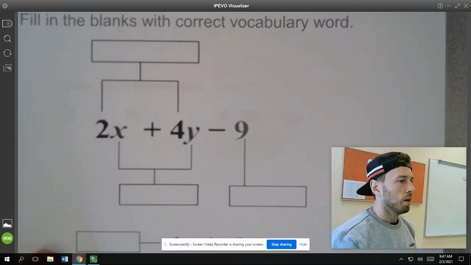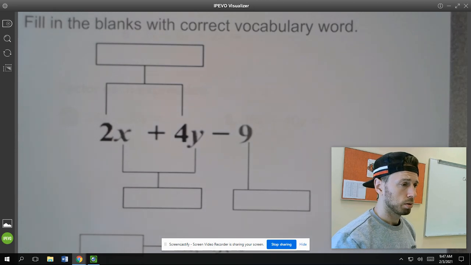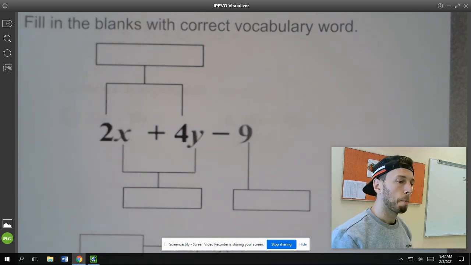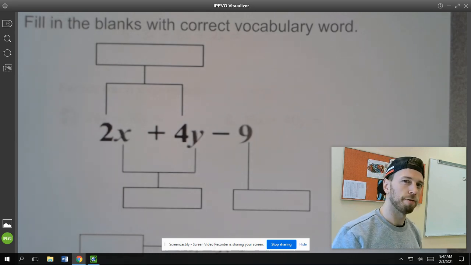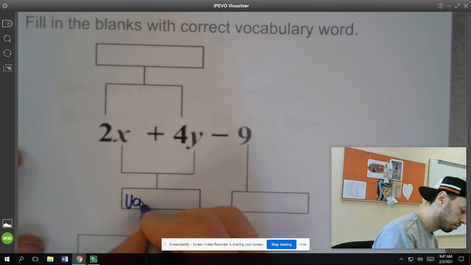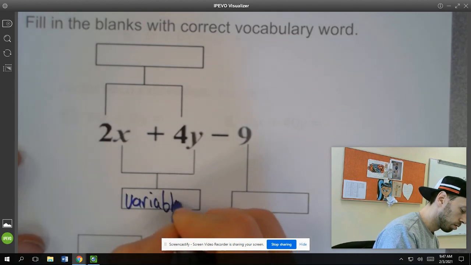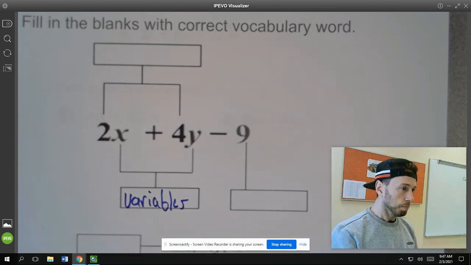Now, what we talked about last week were a couple of vocab words. So let's start off with this one. Are there any, let's say, variables in this expression? Remember, variables are letters you use to represent something. In this case, yes, there are 2 variables. And it's the x and the y, 2 different variables actually.